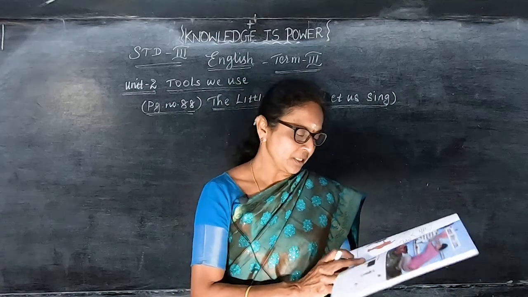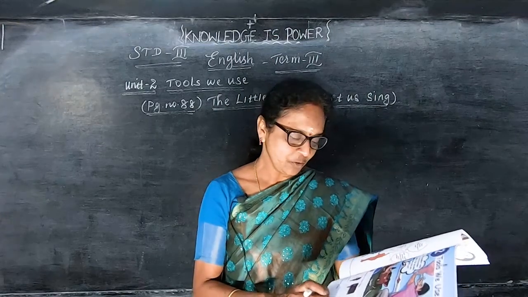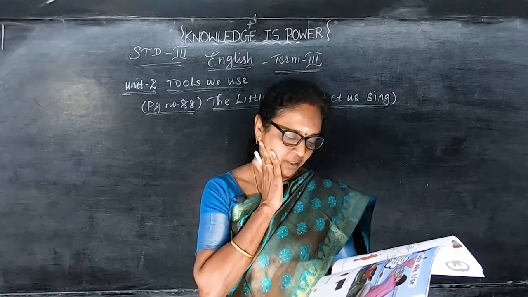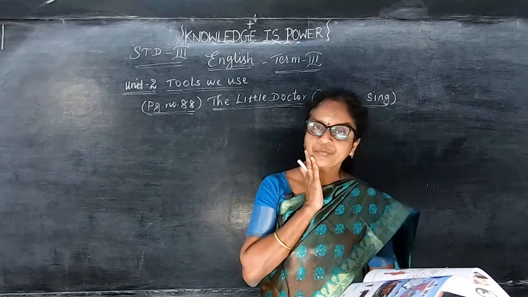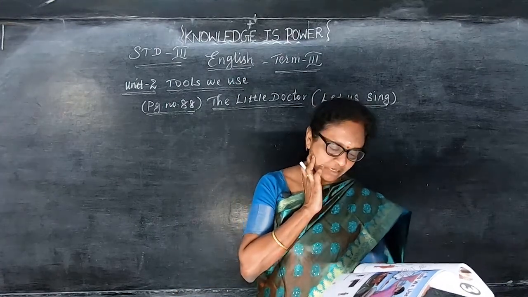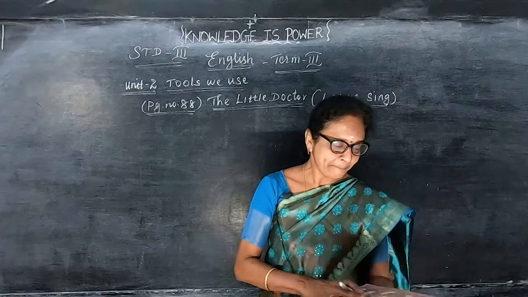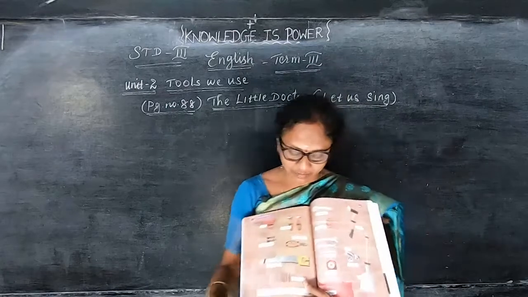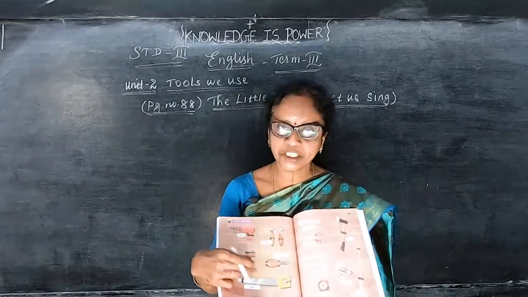Doctor, then pilot, then teacher, then policeman. So read it and do it. Open the bag, take a pencil. Then the doctor has the stethoscope. Like that you have to read the sentences, children. And here some of the items, the tools you are using, are given with pictures.